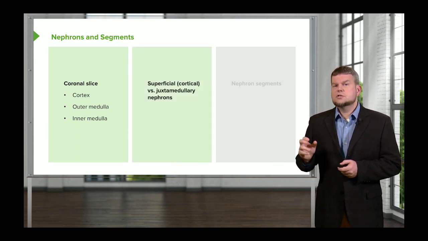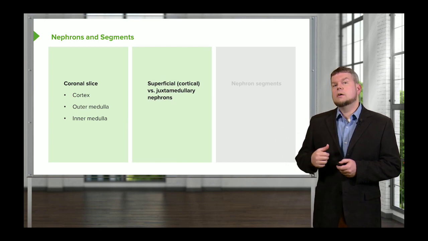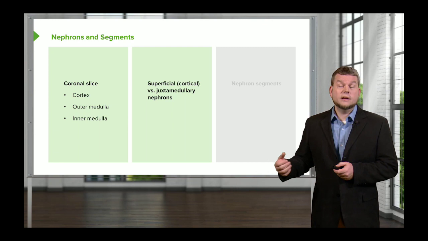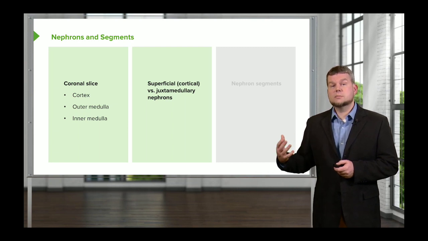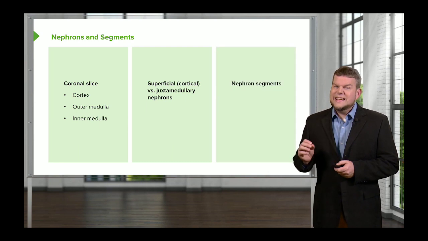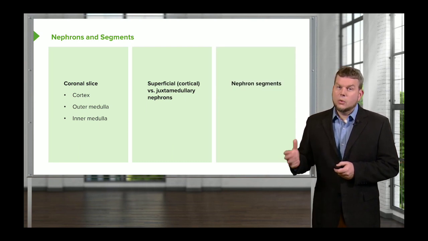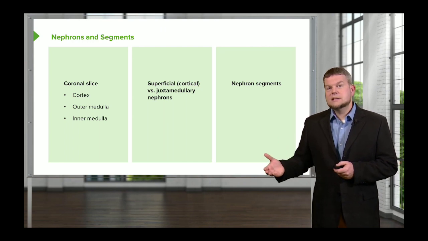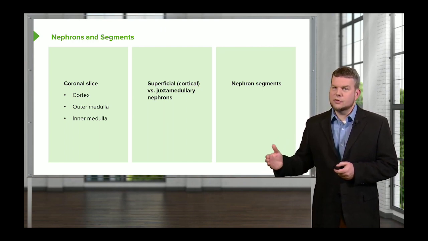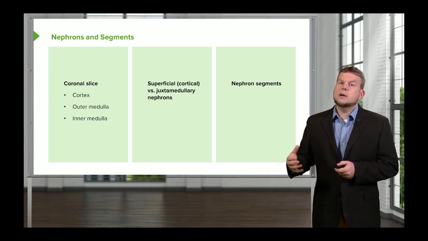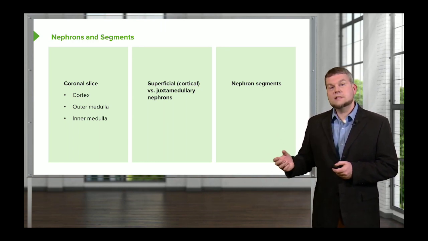The second is there's two different types of nephrons. One is a juxtamedullary nephron, and the other is a cortical, sometimes referred to as superficial nephron. And finally, each of these nephrons, whether it be cortical or juxtamedullary, have a lot of different segments. And we're going to go through these segments in good detail right now to kind of bring you into thinking about how the anatomy and physiology fits together.